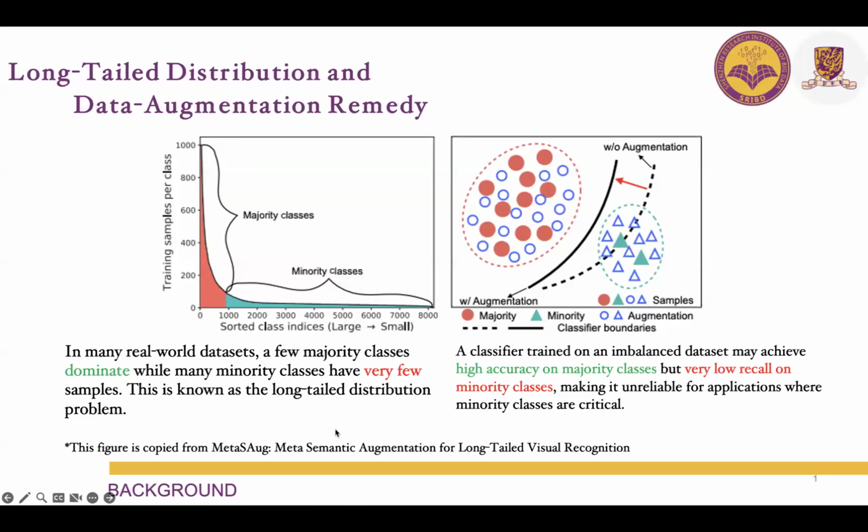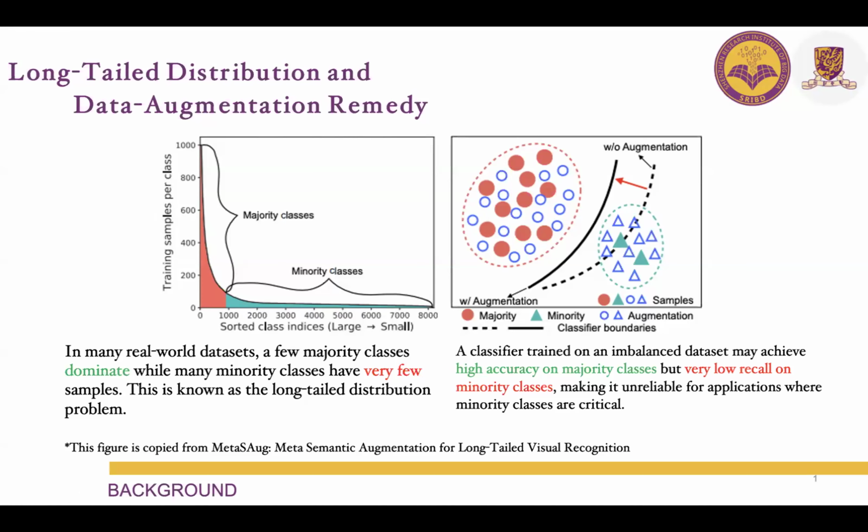As a beginning, let's have a brief review of the long-tailed problem. Just like shown in the left figure, a few majority classes dominate while more minority classes have very few samples. That's the so-called long-tailed distribution. As a result, we can imagine that models trained on such a long-tailed dataset tend to be biased towards the majority classes. They often fail to recognize minority classes correctly.